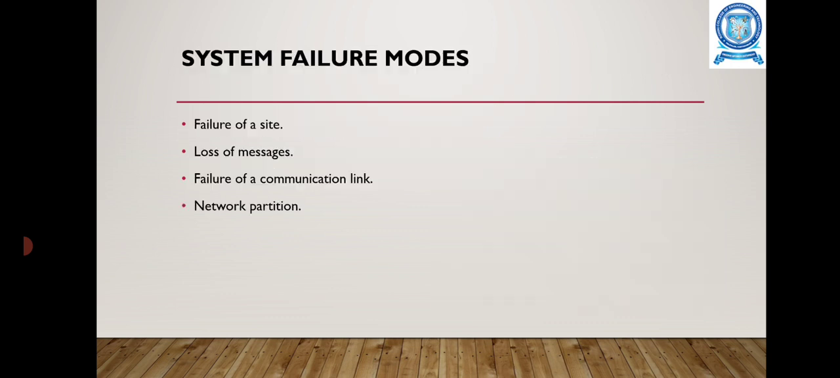Next, system failure modes. The system failures occur in the following modes. First one is failure of a site. Second one is loss of messages. Third failure mode is failure of a communication link. Then next one is network partition. These are some of the system failure modes that occur in a distributed database system.